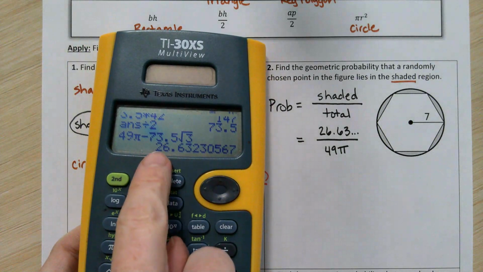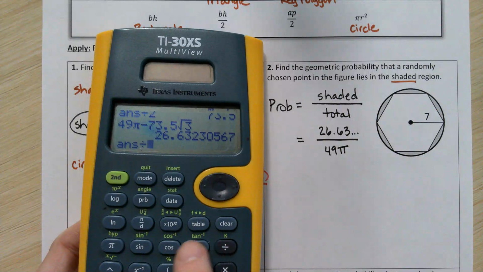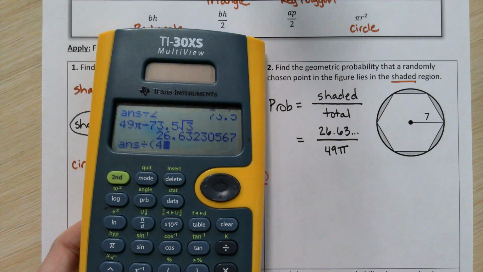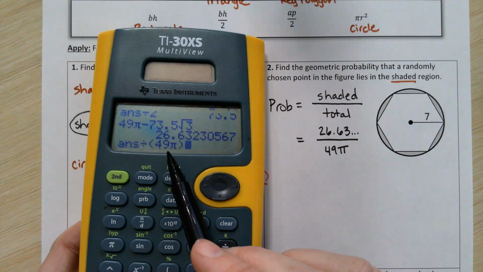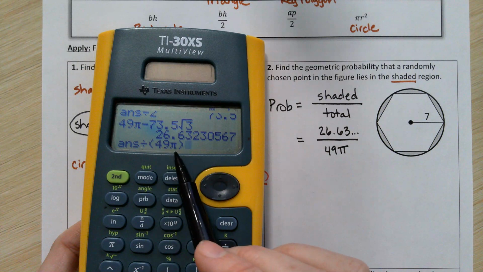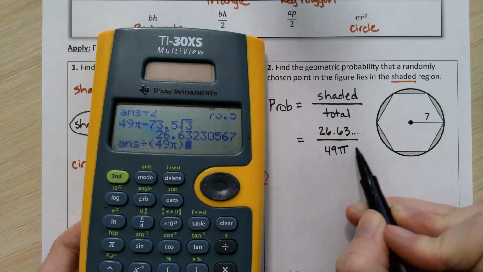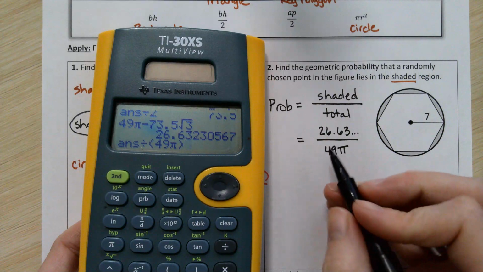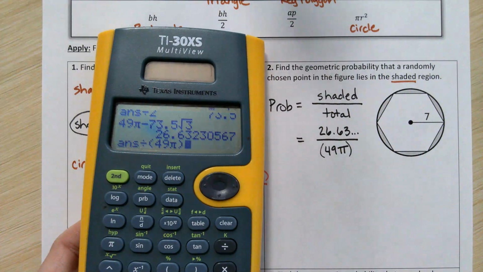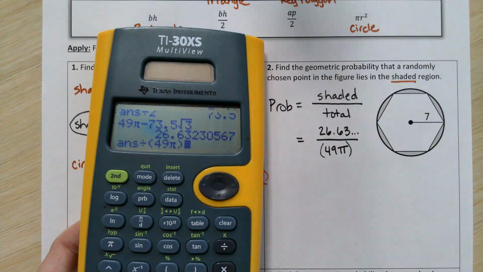Now, the good news is I still have that 26.63 number on my calculator, so I'm going to go ahead and divide that by, now pay attention here, 49 pi. I'm going to put in parentheses, because what these calculators will do if you don't put that whole 49 pi in parentheses is they will think you want to divide by 49, but then they'll come back in and actually multiply that answer by pi, because they follow order of operations very specifically. And we don't want that. We want the entire 49 pi to be in the division part of the problem, which means we need that whole 49 pi to be in parentheses.